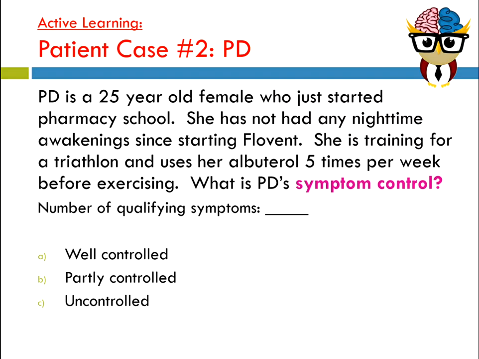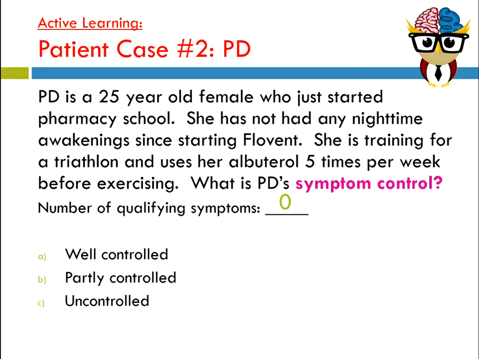Alright, PD is a 25-year-old female who just started pharmacy school. She has not had any nighttime awakenings since starting Flovent. She is training for a triathlon and uses her albuterol 5 times per week before exercise. What is her symptom control? 0. How many symptoms does she have? 0. Okay?